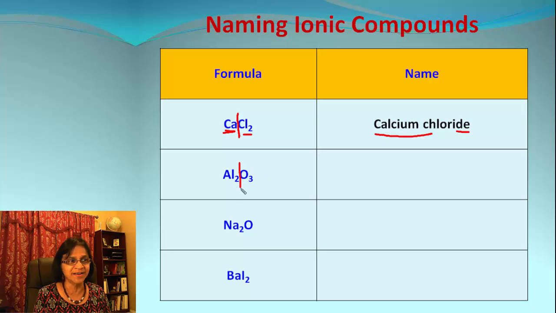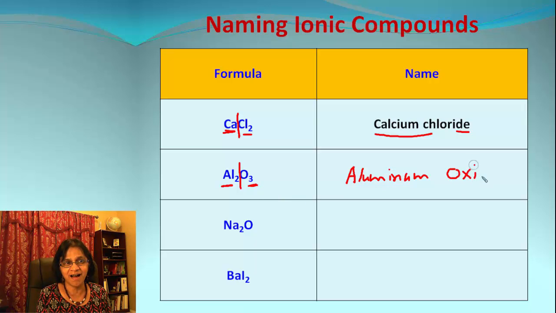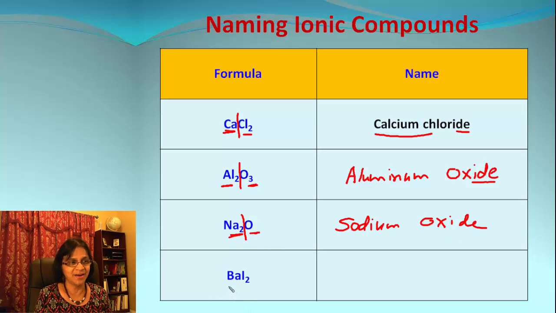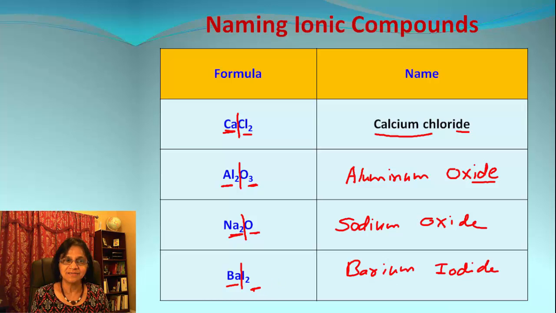How about the next one? The first name is going to be aluminum, and the element of the last name is oxygen, and we are going to add ide, so it's oxide. Same thing with the remaining two. The first name is sodium, and it's oxygen again, so it's oxide. And then over here, the first name is Ba, which stands for barium, and I is iodide. There you go. See how simple it was to write a chemical formula and name ionic compounds.